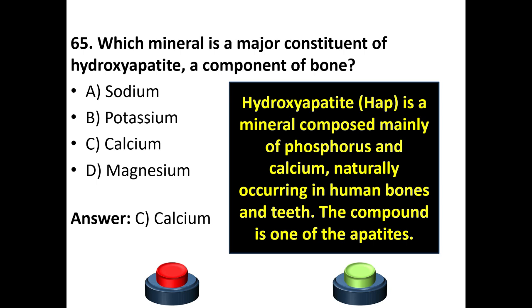Hydroxyapatite, HAP, is a mineral composed mainly of phosphorus and calcium, naturally occurring in human bones and teeth. The compound is one of the apatites.